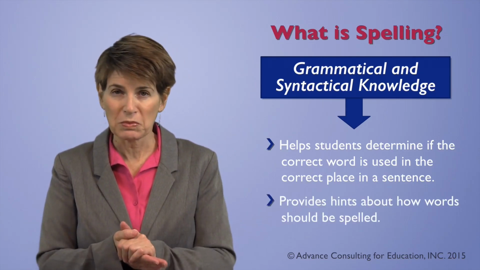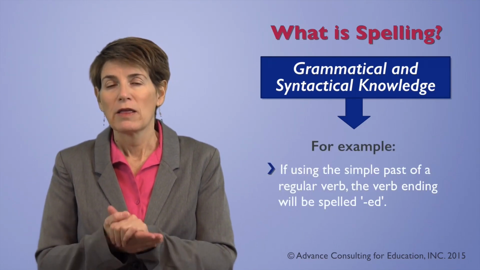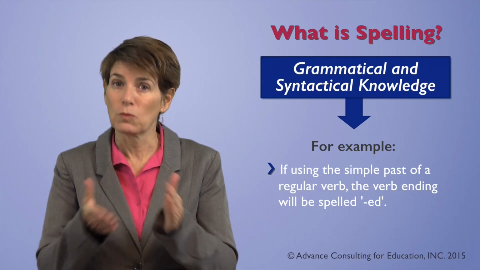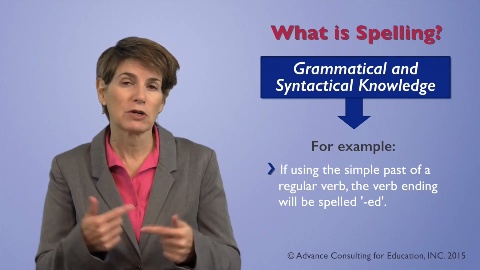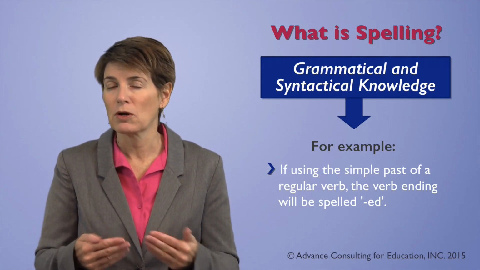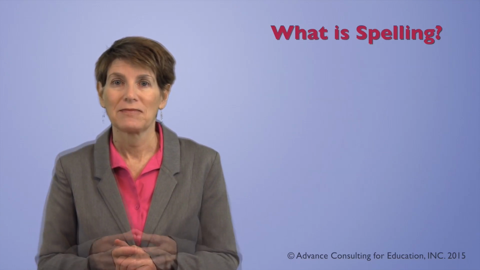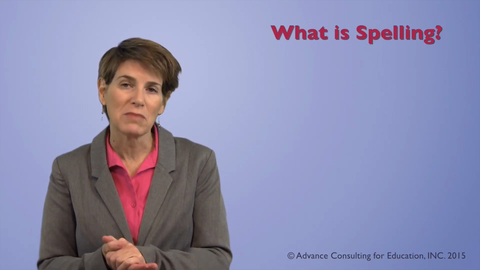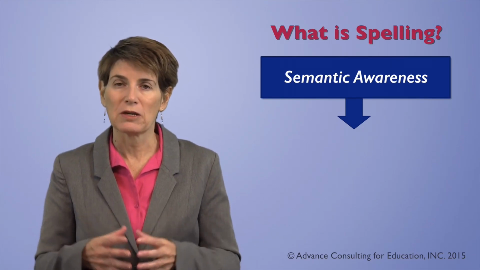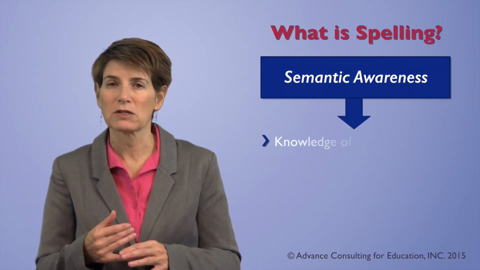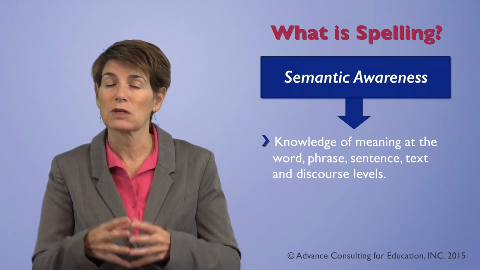A classic example would be if the student is using the simple past of a regular verb, that student will know that usually with a regular verb, the ending of that word will be spelled ed. So this is a very simple example of where knowledge of grammar will help our students spell more easily and spell correctly. And finally, knowledge of meaning, so semantic awareness, will help our students learn to spell or be good spellers. And this is semantic awareness at the word level, the phrase level, the sentence level, the text level, the discourse level, and so on.